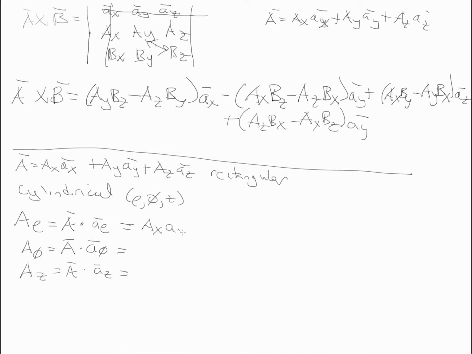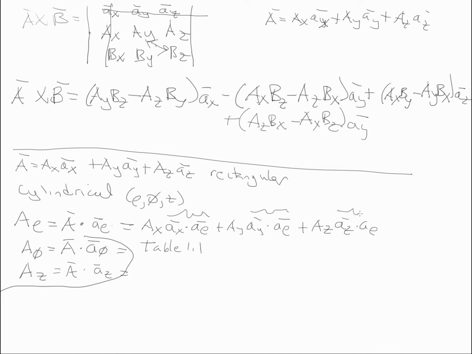And so this is going to be equal to AX dot a rho plus AY dot a rho plus AZ dot a rho. Now at this point, you would look up on table 1.1. I haven't memorized these yet. And you would see that the values for these dot products are listed in that table.